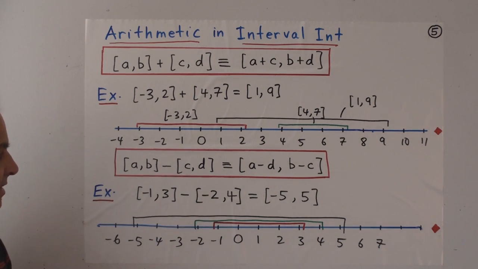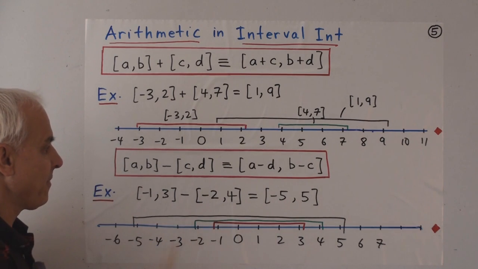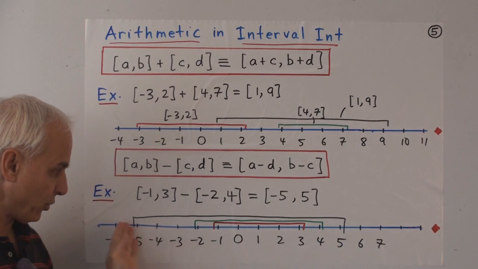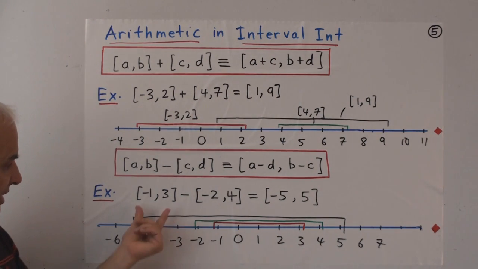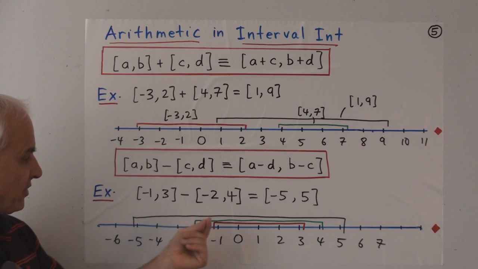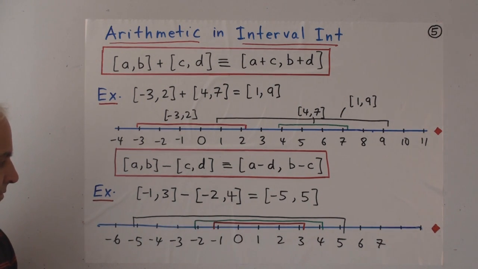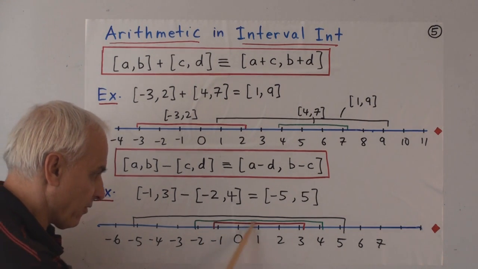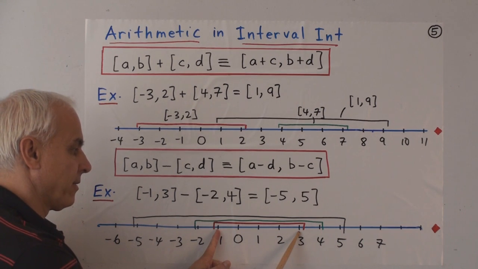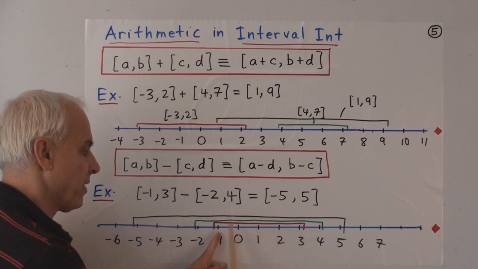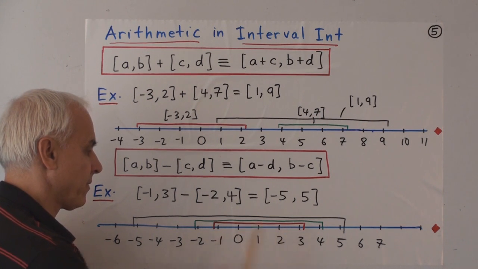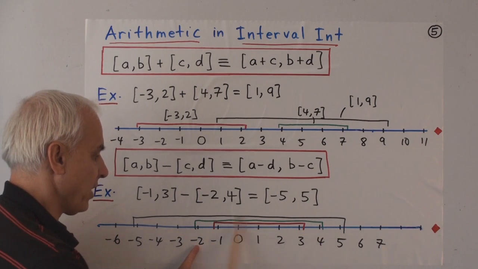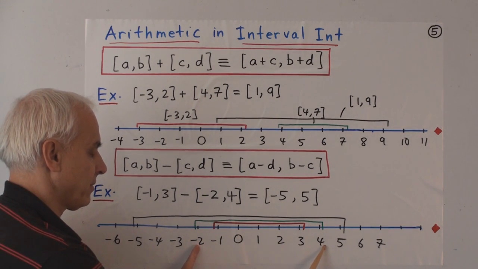AB minus CD is A minus D, B minus C. Let's understand the reason for this definition by looking at a picture. So here's an example, minus 1, 3, minus the interval minus 2, 4. So where are they? Here's our line, and minus 1, 3, that's this interval right here, from minus 1 up to 3. So any one of these values here, minus 1, 0, 1, 2, or 3. And minus 2, 4, that's going from minus 2 up to 4. That's in green here. Any one of those values.